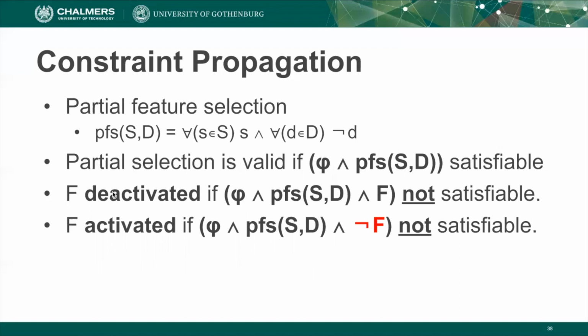Okay. Now we can say a feature F is deactivated or no longer selectable if, given our partial selection and the feature model, we cannot get a solution back to phi and the partial selection and F being true. We can also say that F is now activated. It must be chosen if, given our partial selection and the constraints, we cannot satisfy phi and the partial selection and not F at the same time. That means that now, because of our choices, we must include F.